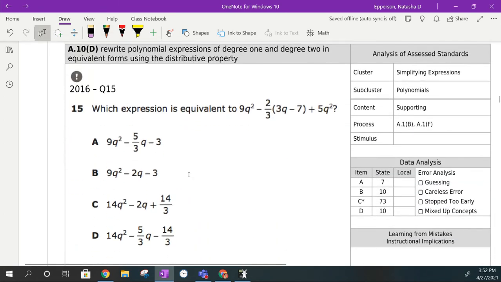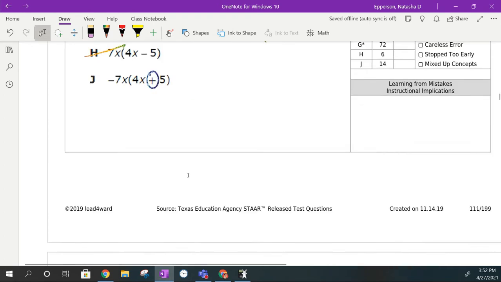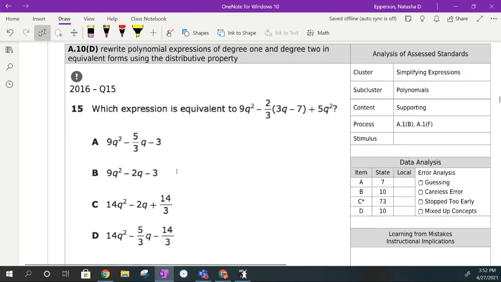We're still continuing the same TEK, 10D. In this case, we are distributing. Okay, so I'm going to distribute this 2/3, so 9Q squared minus, now these 3's are going to cancel each other out. That leaves me with 2Q. I'm going to distribute to the 7. That gives me positive 14 over 3. And then that's going to be plus 5Q squared.